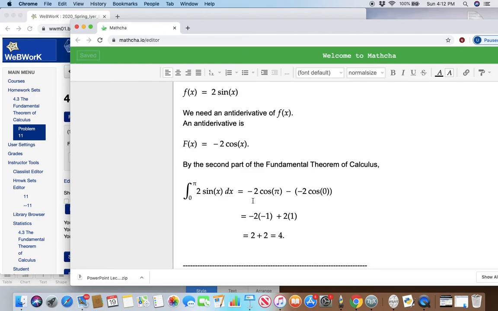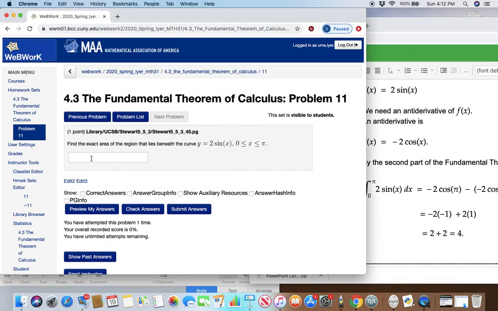All right. So what is cosine pi? Negative 1. What is cosine 0? Positive 1. Negative times negative is a positive. This negative times this negative is a positive. In all, the final answer is 4.